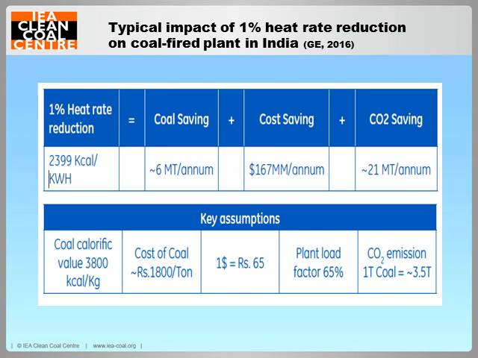To calculate the potential benefits, the assumption is that the average plant heat rate for a typical 200 megawatt coal-fired plant in India is about 2,400 kilocalories per kilowatt hour. Assuming the same heat rate for India's total installed capacity of approximately 185 gigawatts, a 1% reduction in heat rate would have a significant impact on savings, as you can see in this slide.